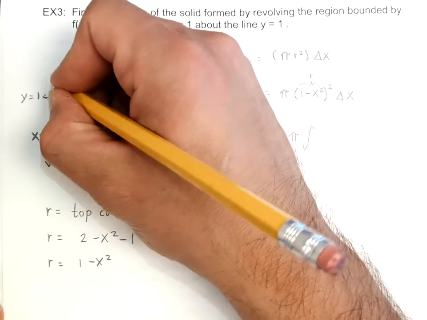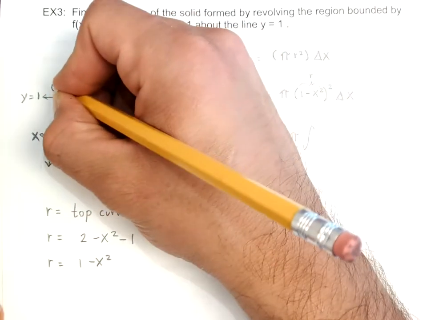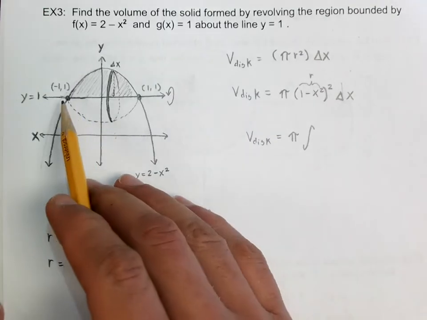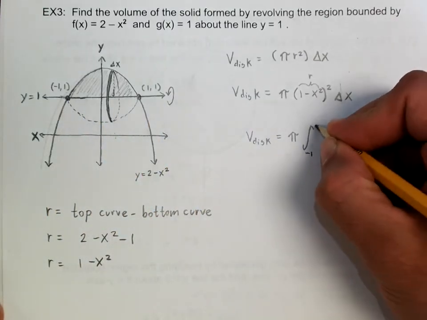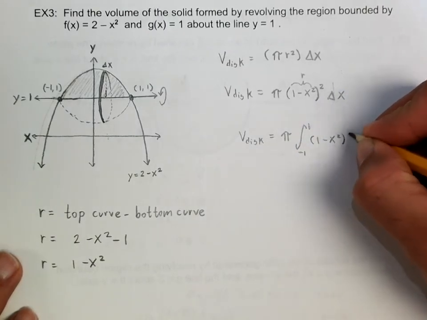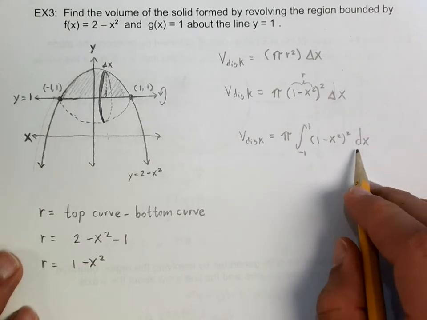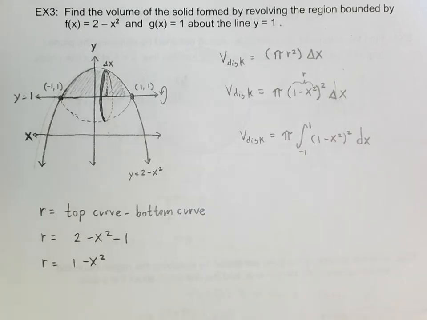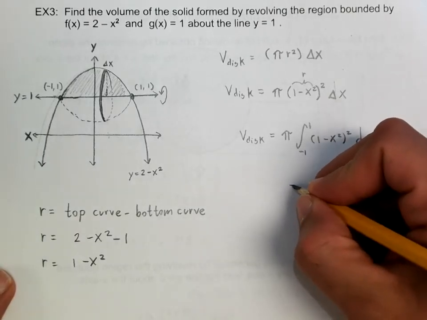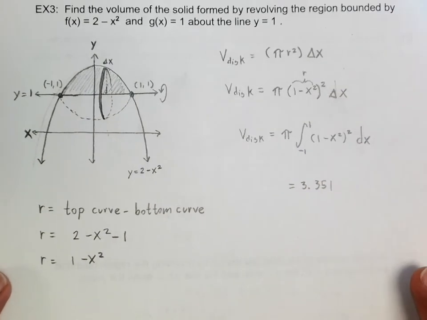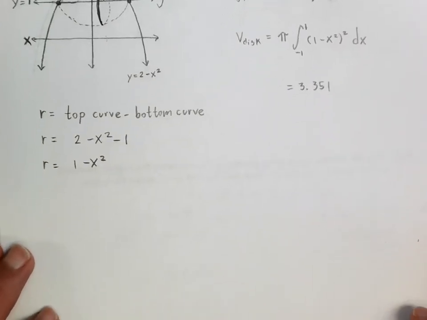So if you do that, you'll get this point right here, negative 1, 1, and that will give me a 1, 1 here. That's going to give me my boundaries. The x coordinates are going to give me my boundaries. So we have negative 1 to 1 of 1 minus x squared dx. Remember that dx basically means that you took the thickness of the cylinders and made it very, very small. Now if you plug that in your calculator, which I'm completely fine with, the answer that's going to give you is 3.351.